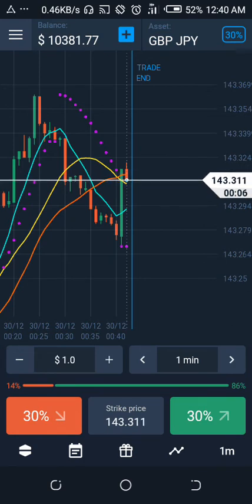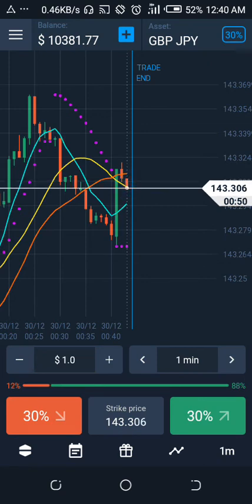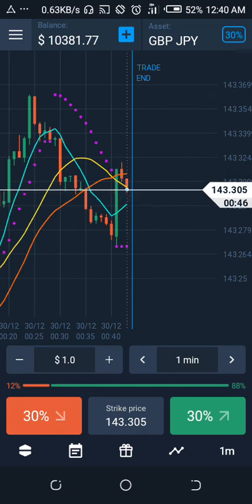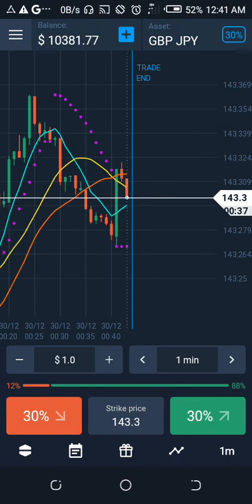So you have to apply the money management rule. If you really want to be successful in binary trading, just make sure you do the calculation before you do anything in binary trading. Money management is very important in binary trading.